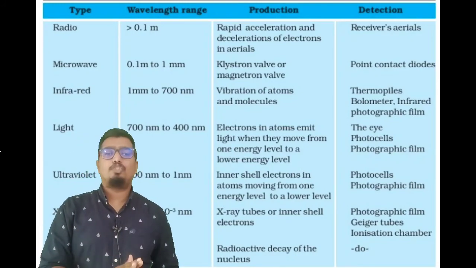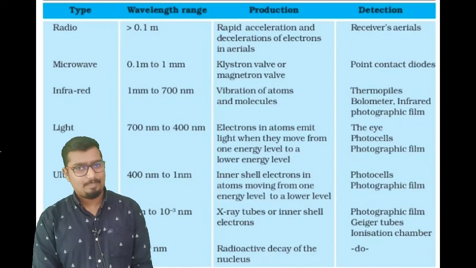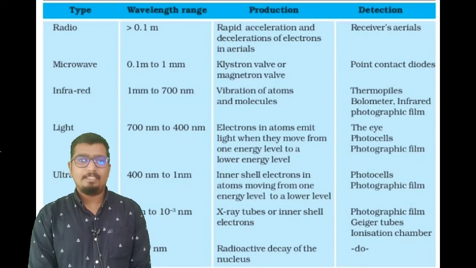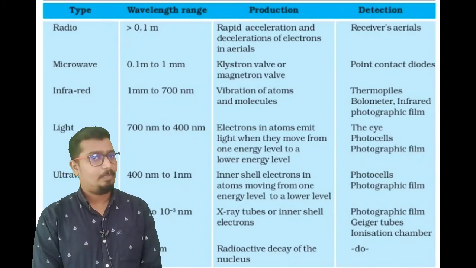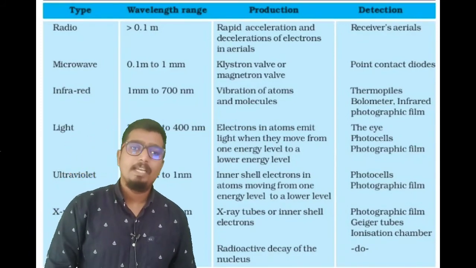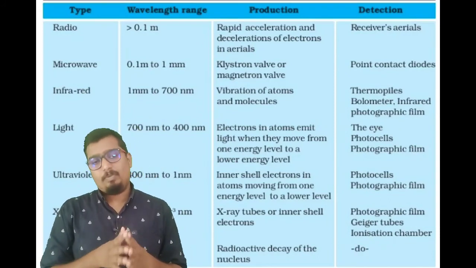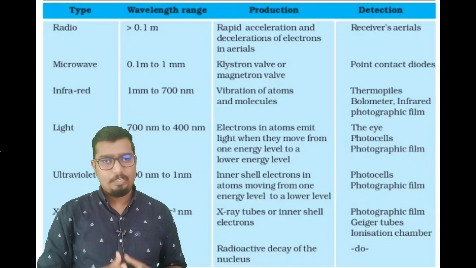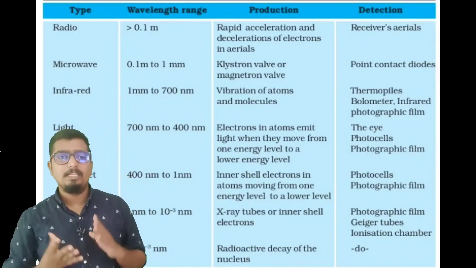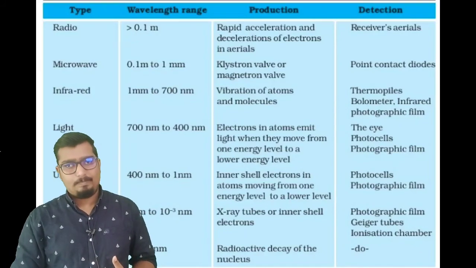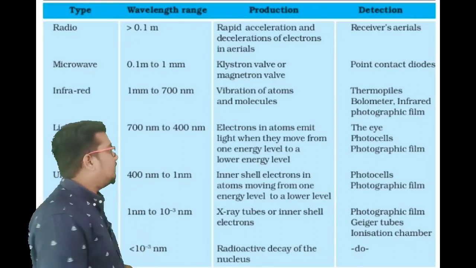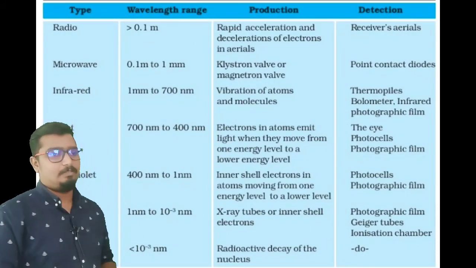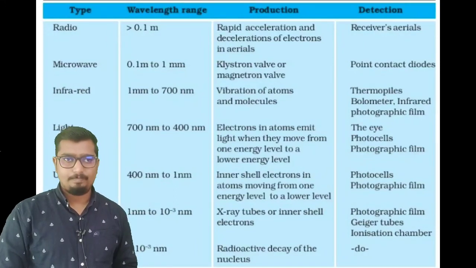Then the last one is gamma rays. The range of gamma ray is less than 10 raised to minus 3 nanometer. It is produced by radioactive decay of the nucleus. This is the production and detection of electromagnetic waves. Clear?